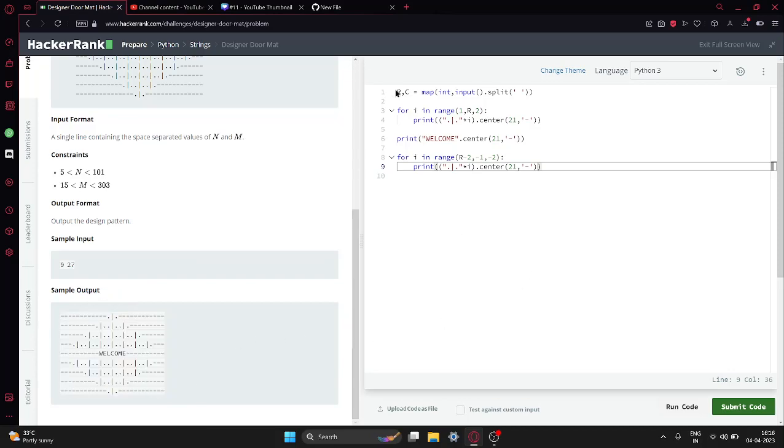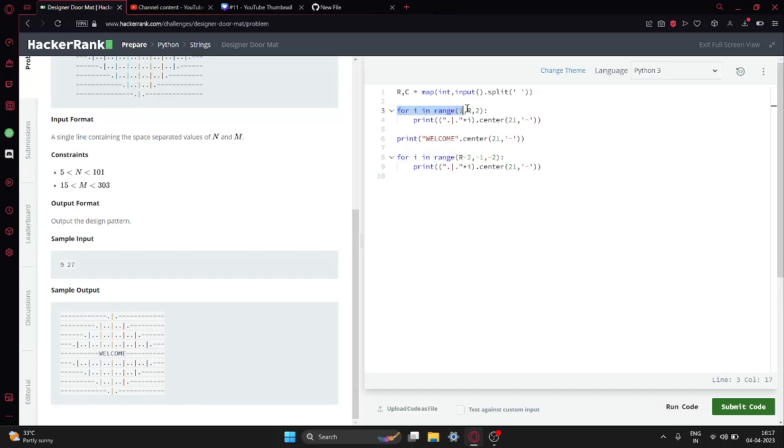So we are taking them as inputs R and C. R is an integer, and we are splitting both of them because the input came in as a string. We are splitting them and converting to integers with one gap, so that we can get R and C separately. The first one is R, the second one is C, which means R is 9 rows and C is 27 columns.